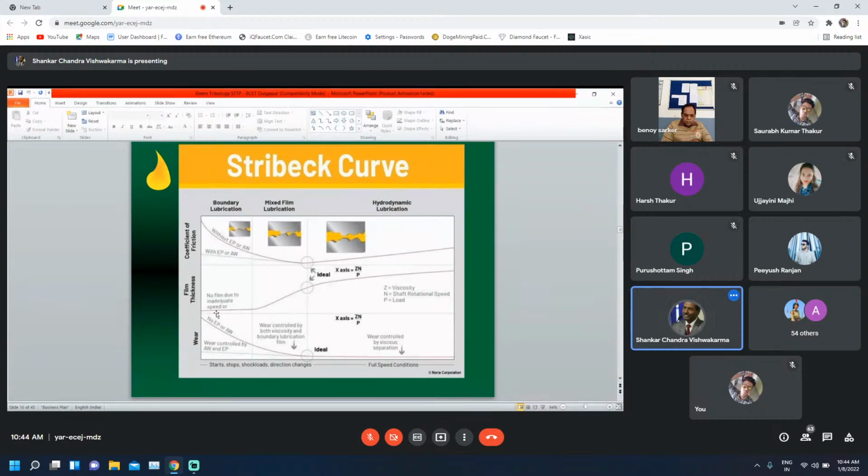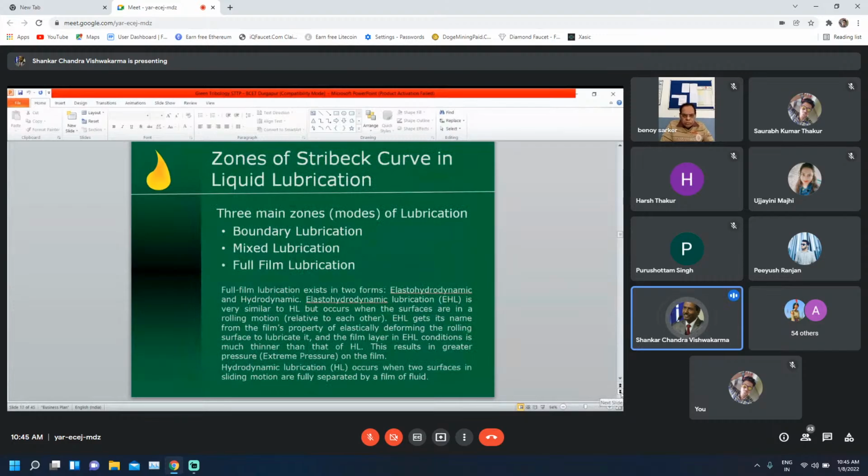So this Stribeck curve is to be understood in a good way. The zones of the Stribeck curve, as I said, there are 3 zones: a boundary lubrication zone, a mixed lubrication zone, and the third one I am combining together as full film lubrication. As I said, full film lubrication is just in 2 forms. One is elasto-hydrodynamic lubrication, and then hydrodynamic lubrication.